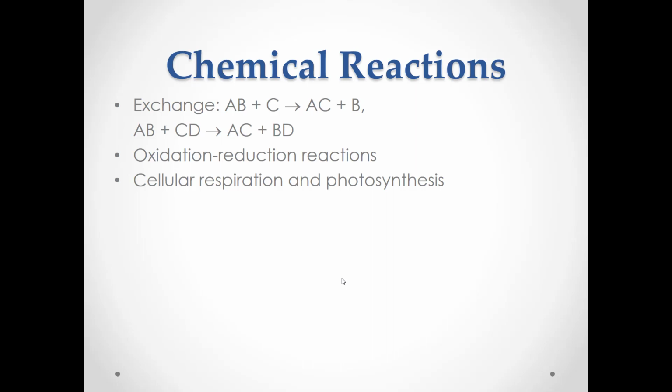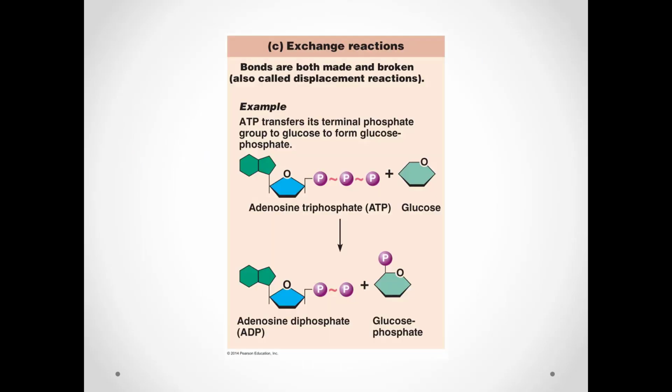All right, now, sometimes in exchange reactions, we're going to trade things. So we're going to take this molecule and add this atom, and then we're going to switch it up. We're going to pop off the B and put the C and the A together. Or we could take A and B and C and D and rearrange everything into A and C and B and D. And that's what we do with cellular respiration and photosynthesis. I'll show you how that works in just a minute. But here is a good example of just a basic exchange reaction.